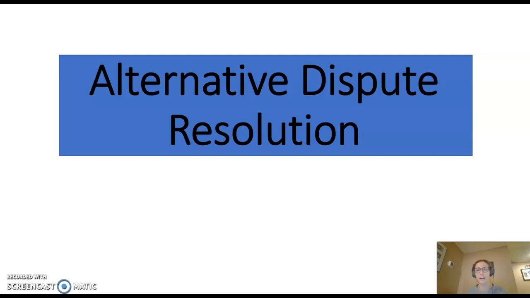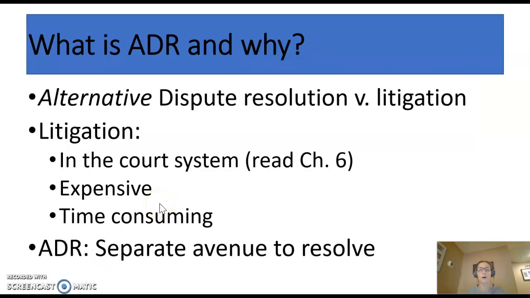So this is a really long, fancy name, alternative dispute resolution. It's a fancy way of saying resolve our legal problems without going through litigation, hence the name. So why do we even have such a thing as ADR? Well, it's really a response to civil litigation and that other PowerPoint I described to you. We described that litigation is the process that takes place in the court system with the plaintiff and the defendant resolving their legal dispute.